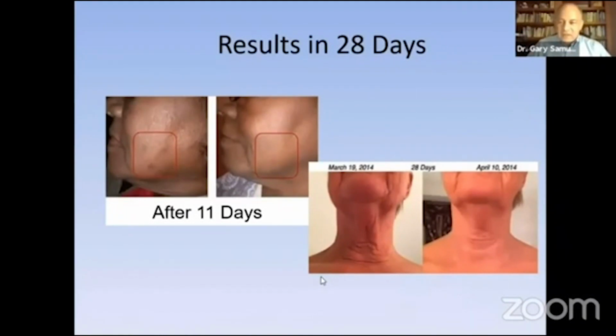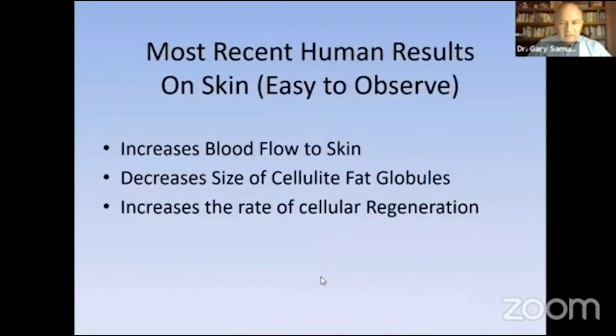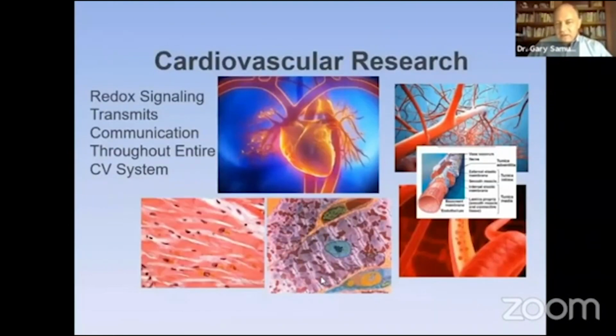But they did use very good analysis and three-dimensional mapping of skin texture and stuff by lasers to analyze this in order to get these results. It increases the blood flow. It decreases the cellulite fat globules, and then it increases the rate of cellular regeneration. Cardiovascular research, we already knew that it would be incredible for the cardiovascular system. The genetic research said that it stimulates the EGR1 gene that helps to renovate the inside of the veins, these endothelial cells that we were talking about before.